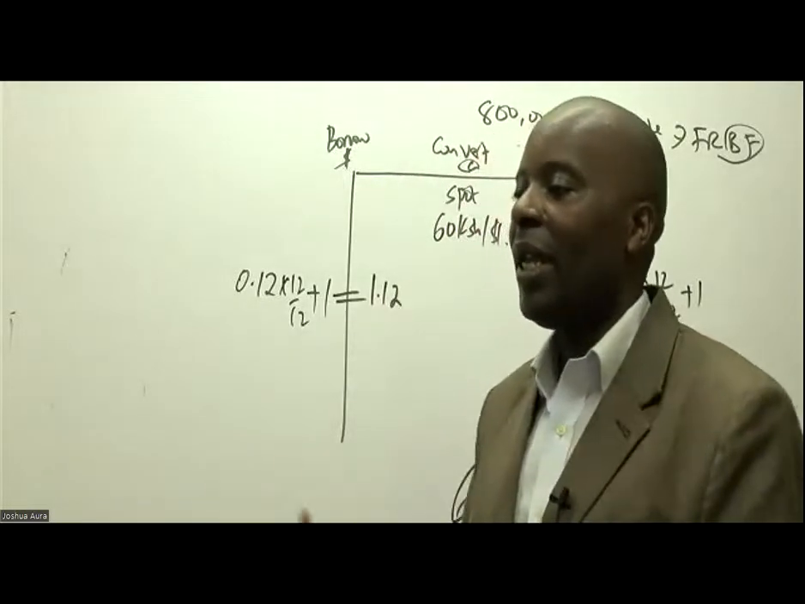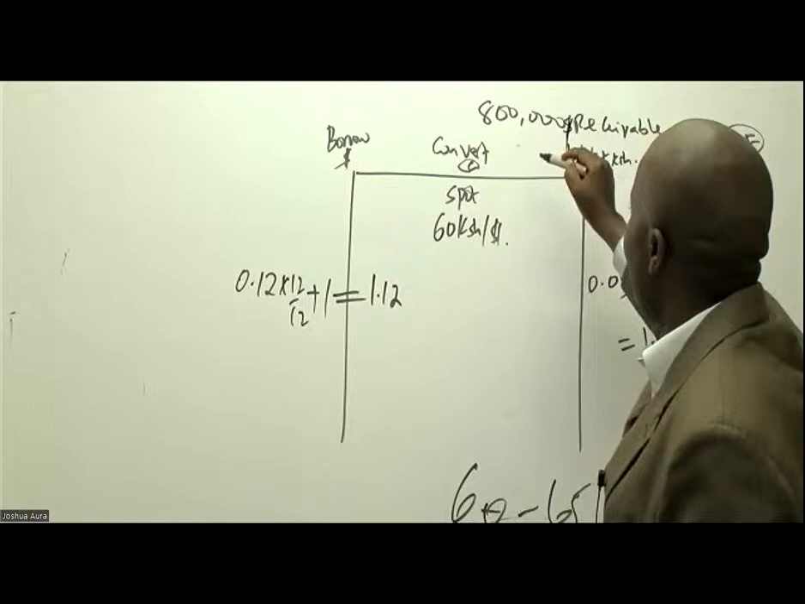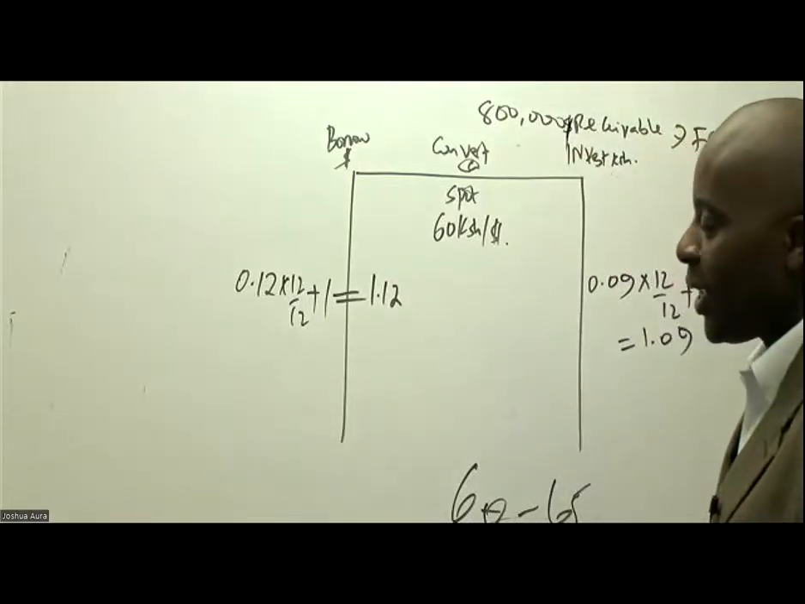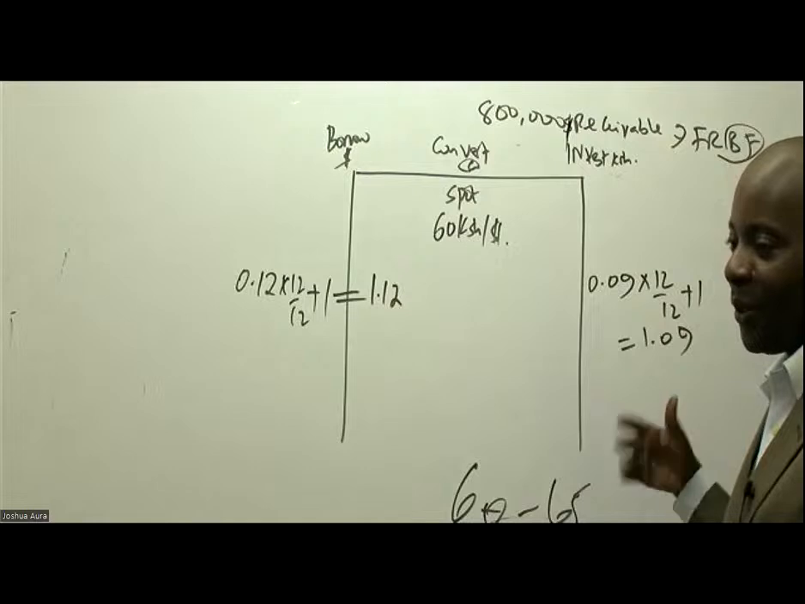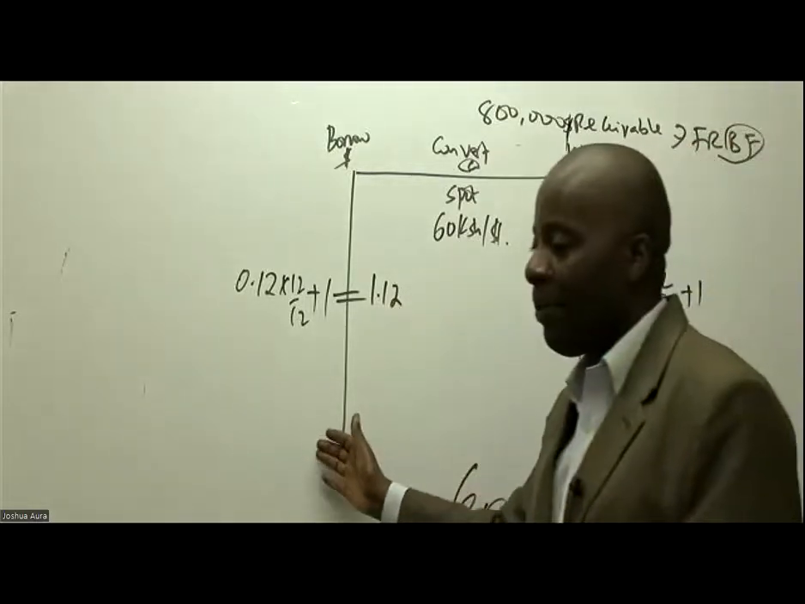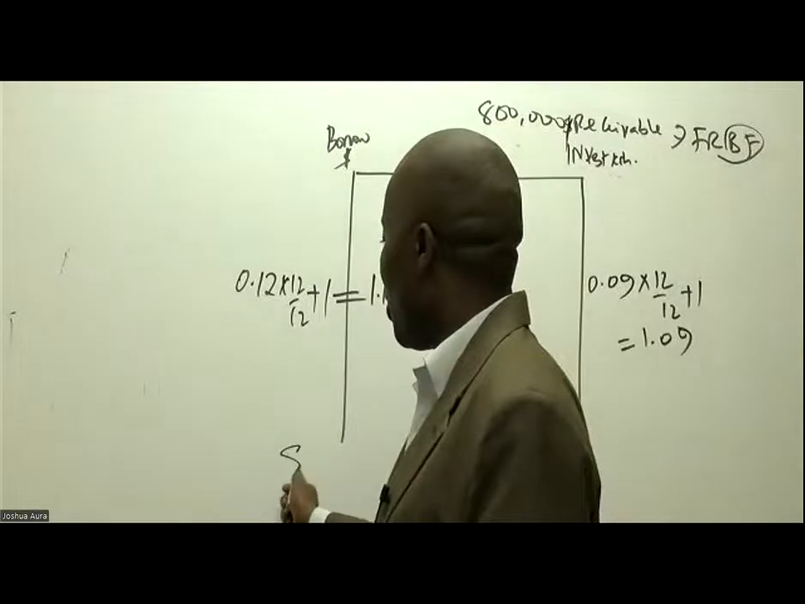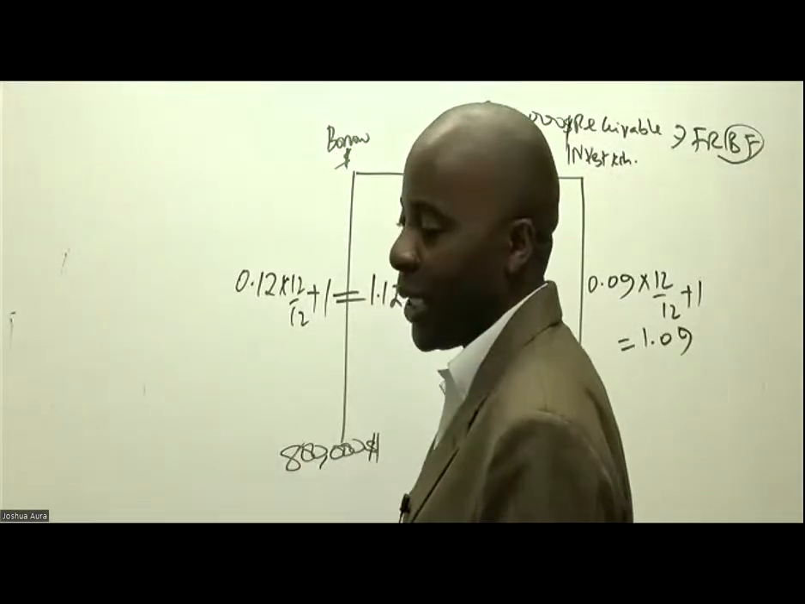Now we look at the money in the question. The money in the question is $800,000. You put dollars here on the dollar side, $800,000 here, $800,000 there. So you start the journey upwards.